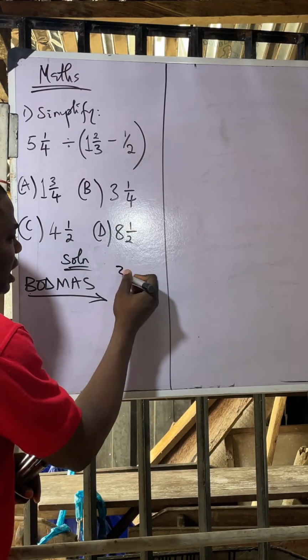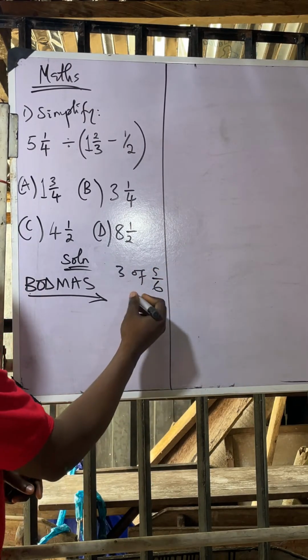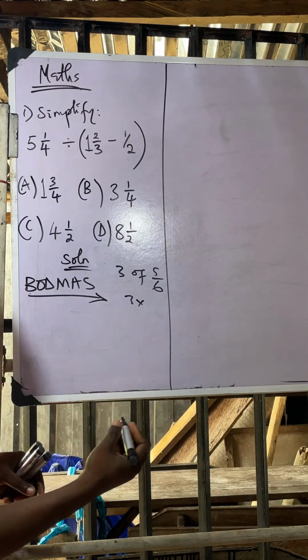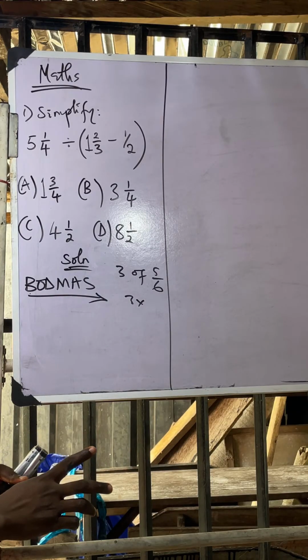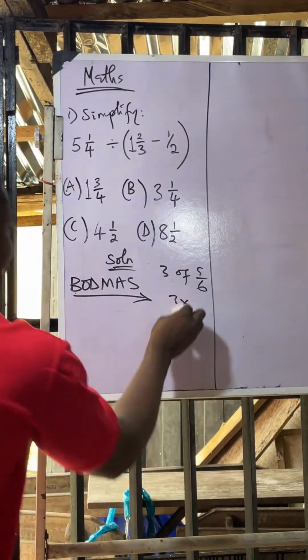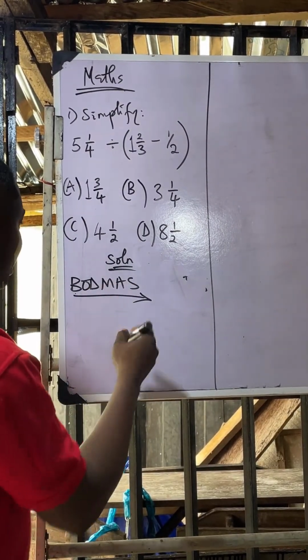If they give you 3 of 5 over 6, you know what it is? You know, 3 times 5 over 6. Do you understand? 3 of 5 over 6 simply means 3 times 5 over 6, right? So that is exactly what it means. Do you understand? So what are we saying in essence?